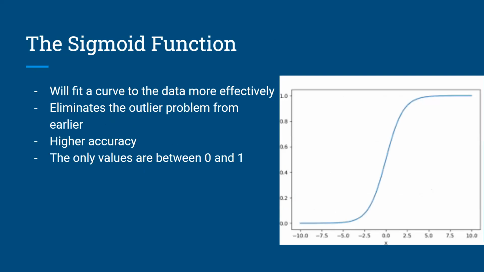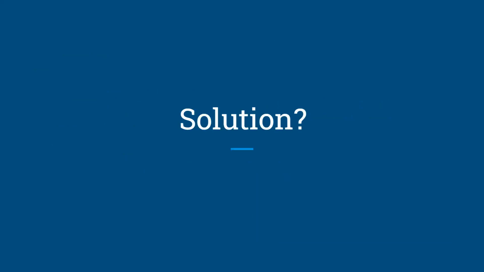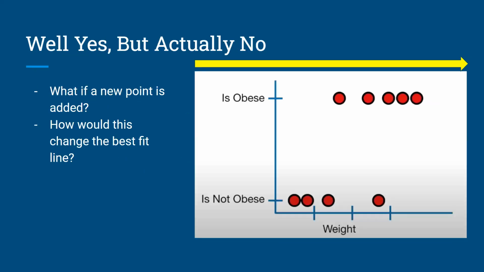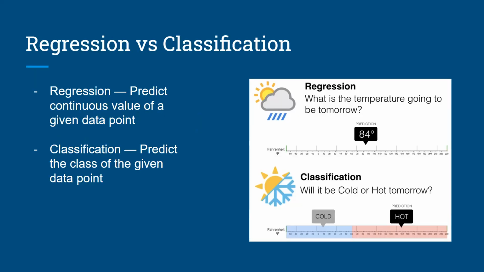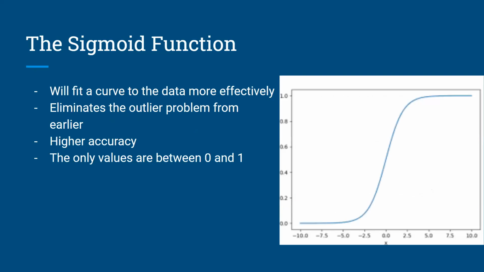So this function here is a very accurate representation of what we were doing over here. You can see how that function accurately fits the curve, and how it'll fix our outlier problem. Not always, but it will fix our outlier problem and you'll have a higher accuracy.